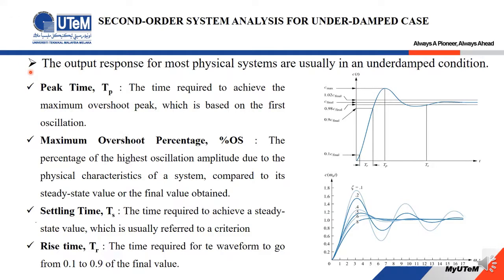Let us look at them one by one. For peak time Tp, this is the time required to achieve the maximum overshoot peak, which is based on the first oscillation. For example, this one. So the first oscillation is this part. This is what we call Tp, the peak time.